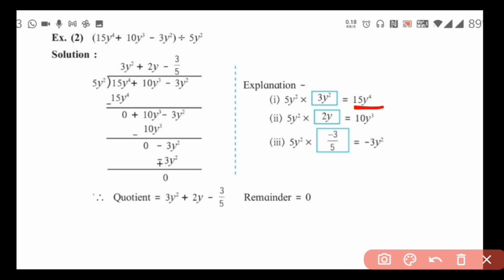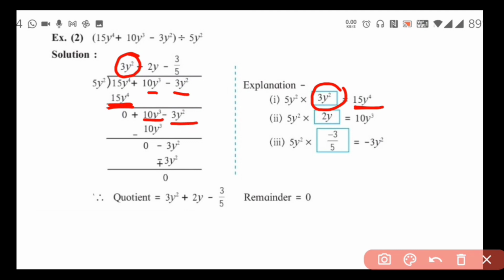So 5y square multiplied by 3y square, we get answer 15y raised to 4. So this 3y square we have to write in the quotient. And then 15y raised to 4 minus 15y raised to 4 we write here, and remainder is 0. Then the remaining two terms we write for the second step. Here we have written 10y cube minus 3y square as the second step.